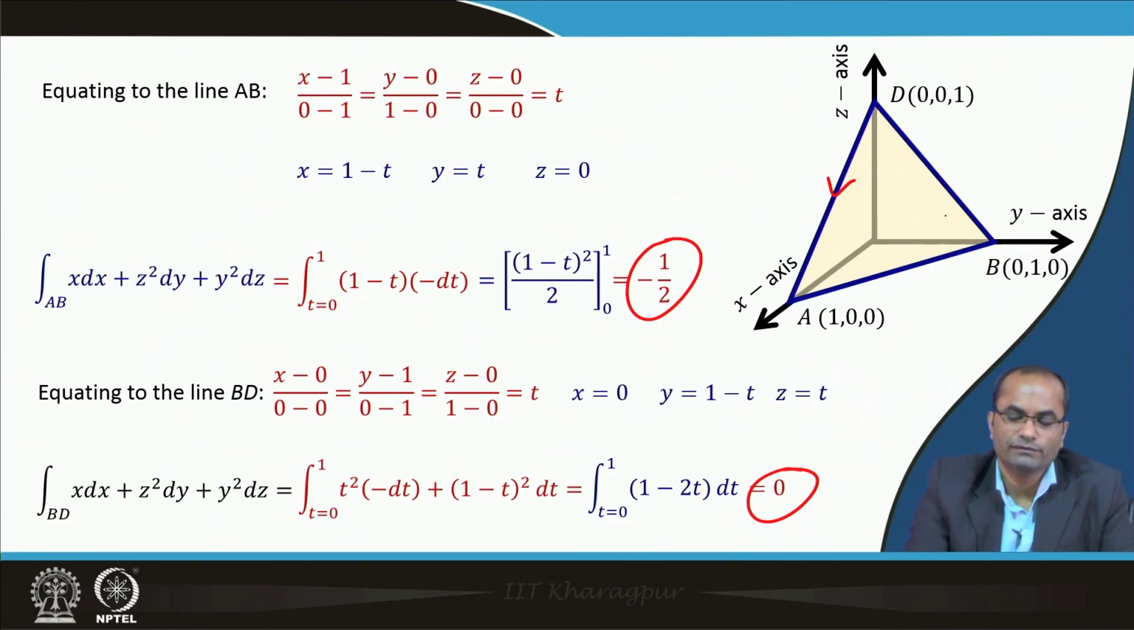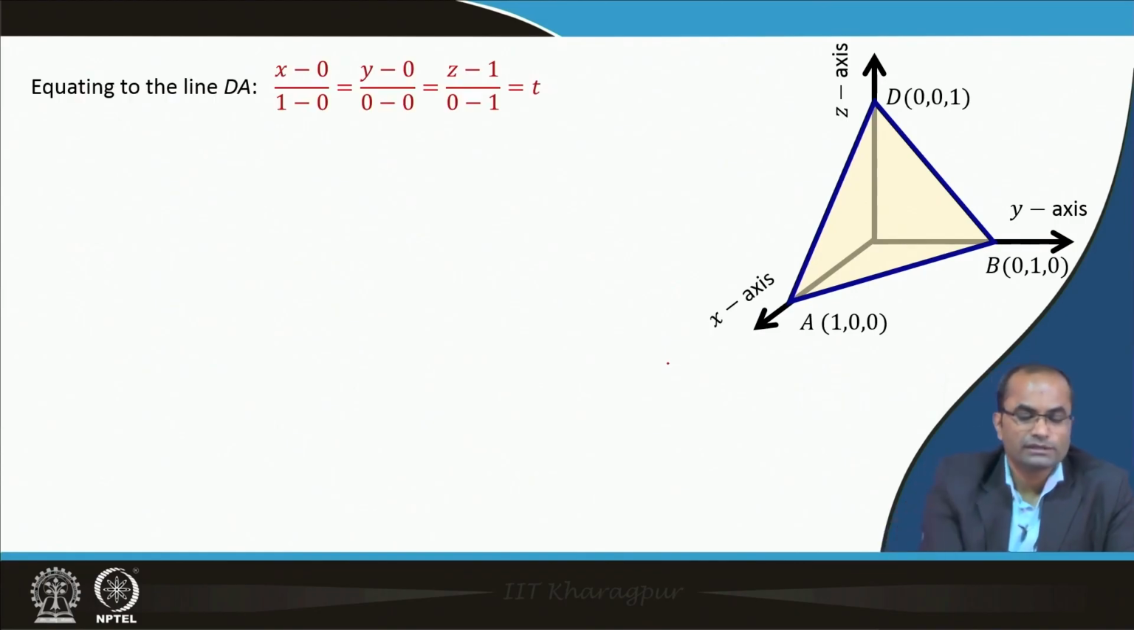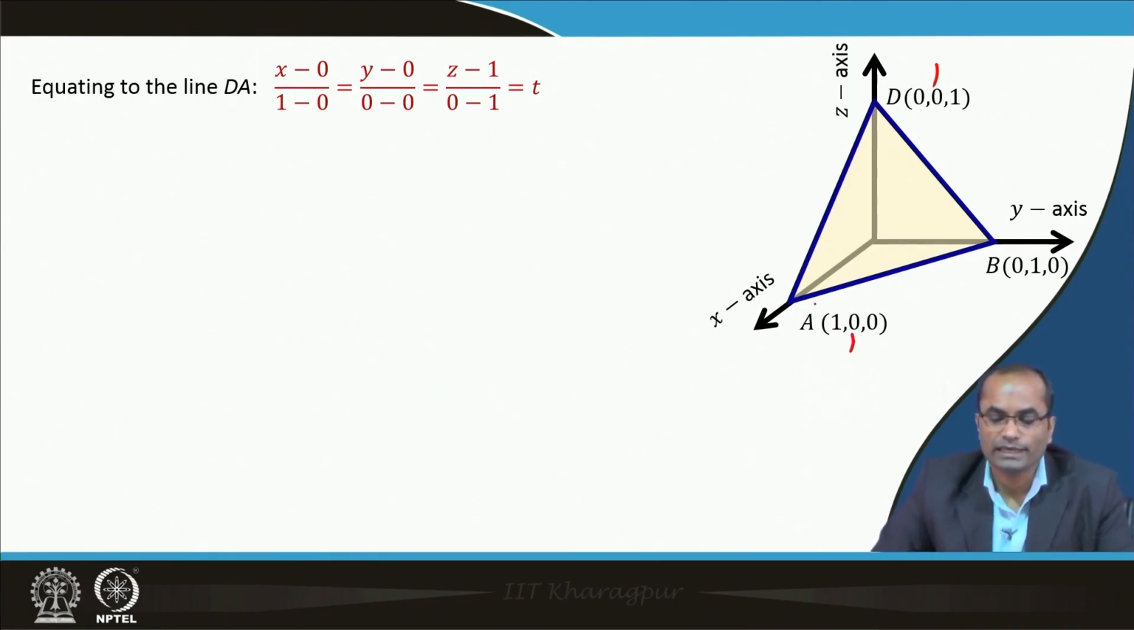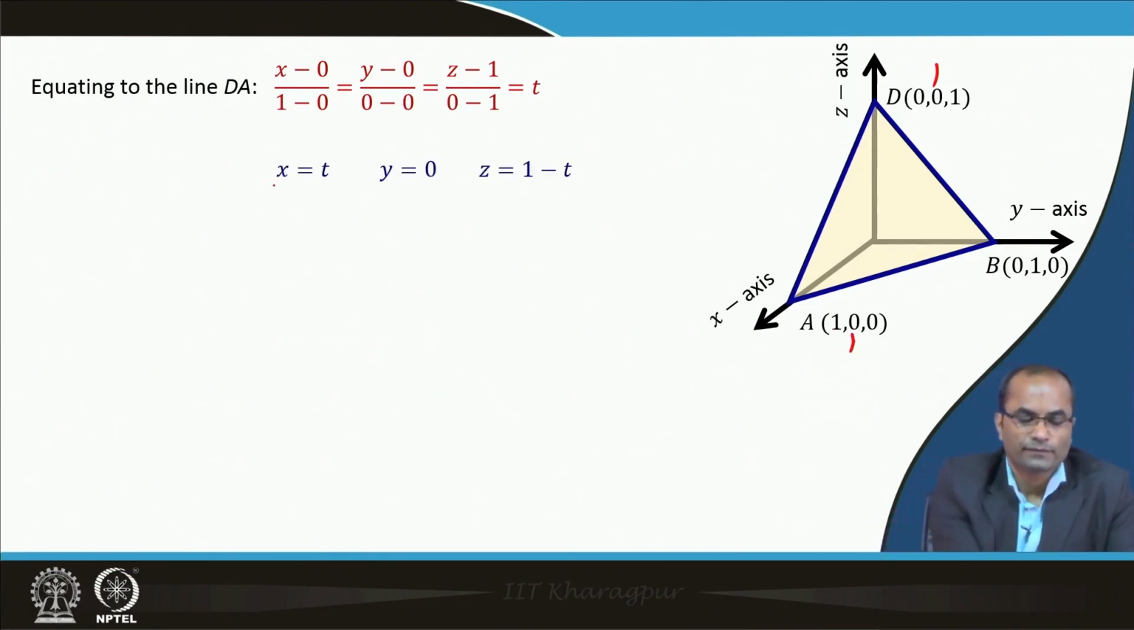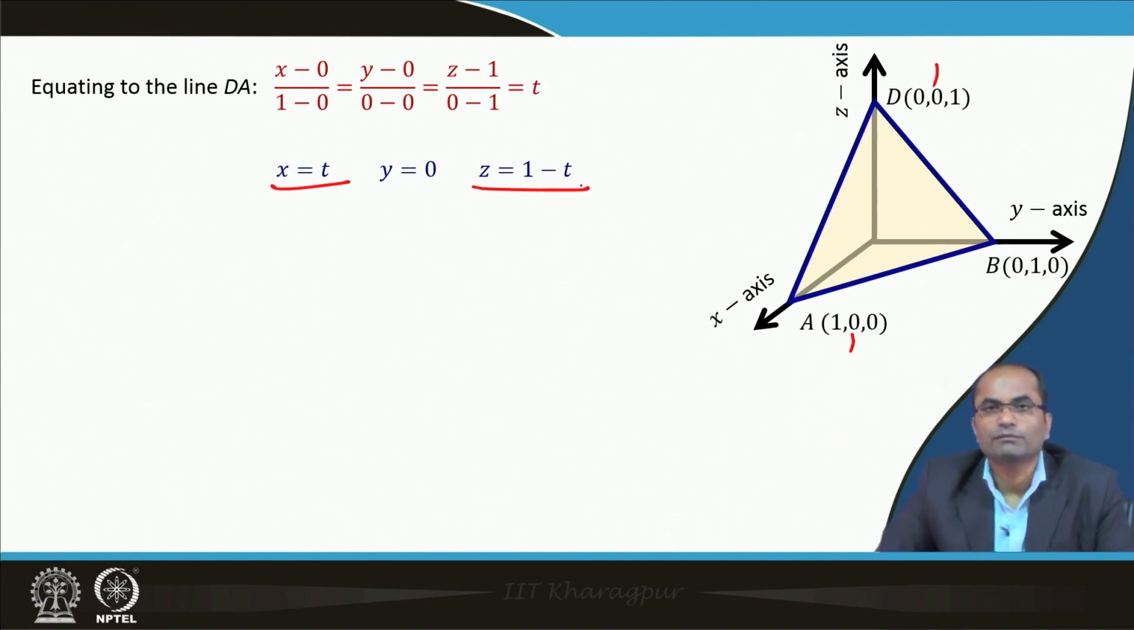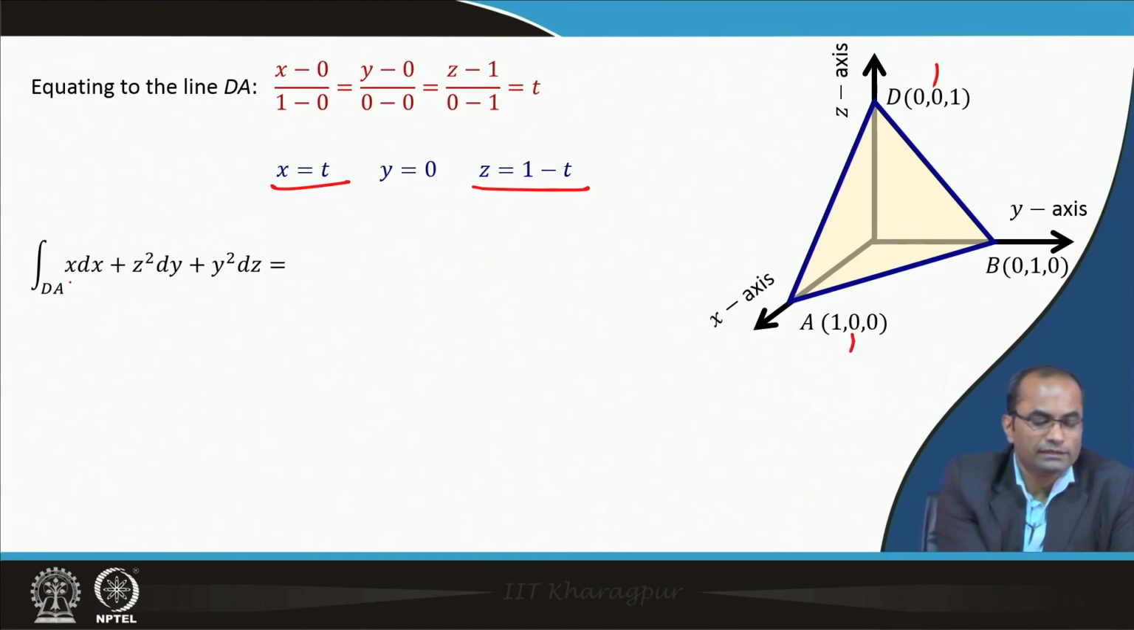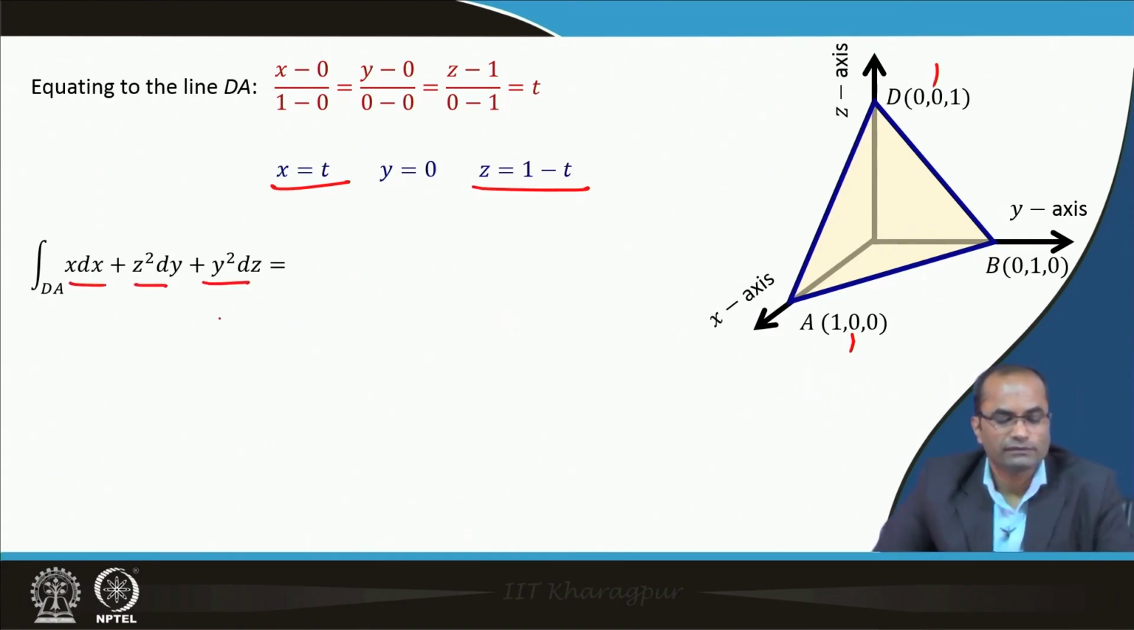Then the third line we will consider as the DA line. Along this DA line, the y component is fixed and x is varying from 0 to 1. So, we can take x as t and z as 1 minus t, that is the parameterization of this line. Again, x dx, z square dy and y square dz. In this case y is 0.